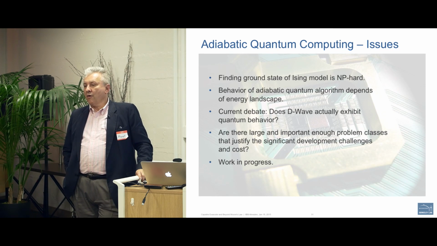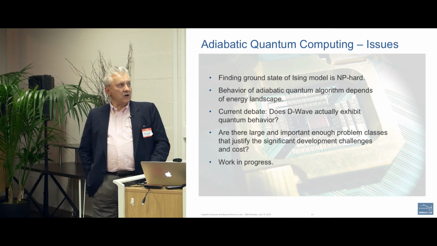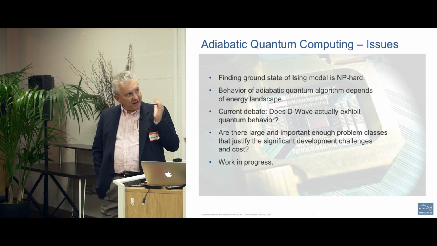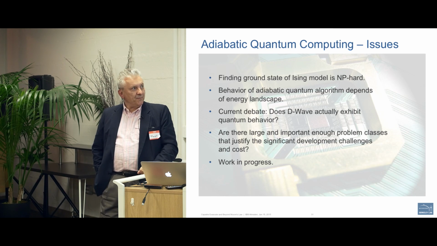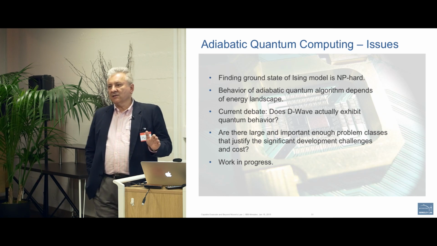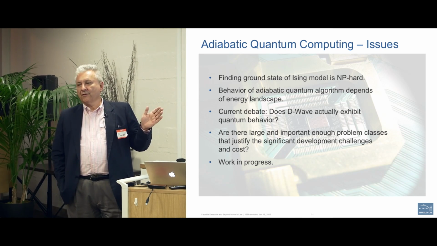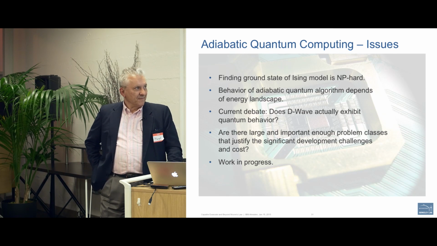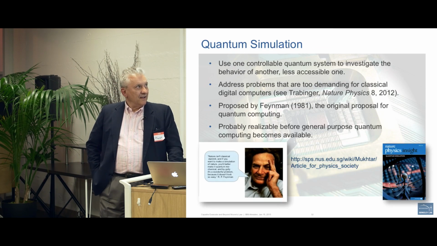Finding them, programming them, is hard because you don't really know what adiabatic schedule you have to use to actually find the minimum. There's a lot of debate whether D-Wave actually exhibits quantum behavior. That's a separate topic. I would say it doesn't really matter whether it's a true quantum computer or not. You can look at this as a special purpose computer that solves a particular problem really fast. If it does, great. But the question is, is it worth the cost?